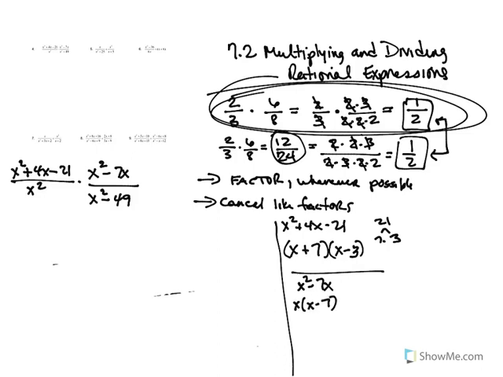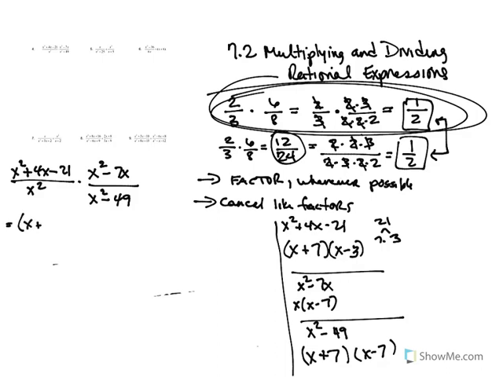And then that's it. Nothing else can factor. And then I have x squared minus 49, which I need to factor. That's the difference of two perfect squares. So x plus 7 and x minus 7. All right. So now I'm going to replace all of my polynomials with my factored form.